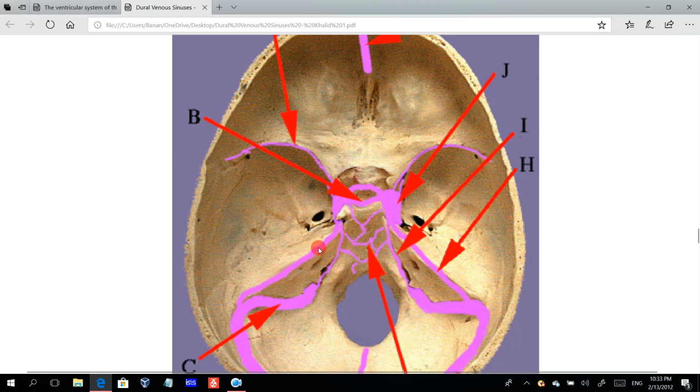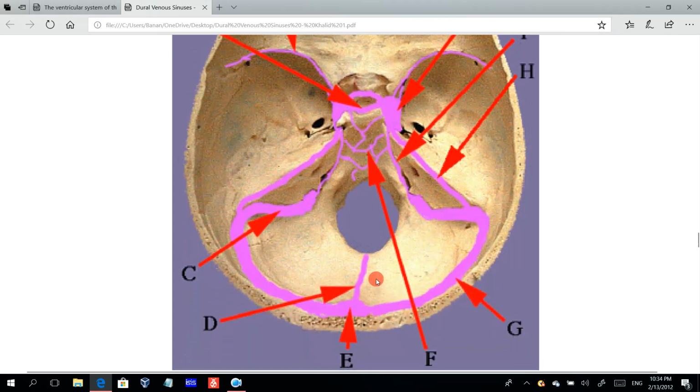Superior petrosal sinus here along this edge of the petrous bone. This is the petrous bone, and this is the inferior petrosal sinus. Superior petrosal sinus, inferior petrosal sinus, and of course here we have the occipital sinus. This is the foramen magnum. This is the occipital sinus, and it is attached to the confluence of sinuses, and inferiorly to the internal vertebral plexus.